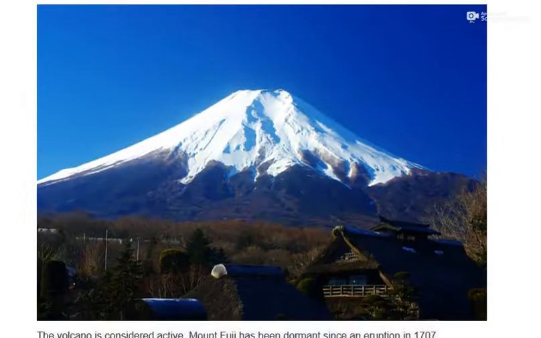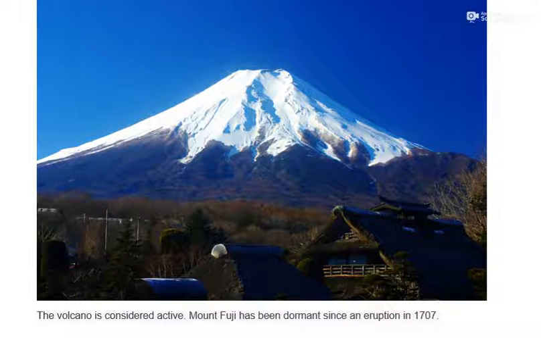The second example is Mount Fujiyama. So this is Mount Fujiyama, and Mount Fujiyama is also considered as active. However, the last eruption of Mount Fuji took place in 1707. So that was almost 300 years ago. But still it is assumed that Mount Fuji can erupt at any time.